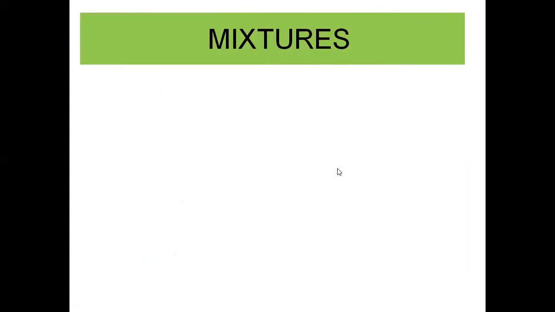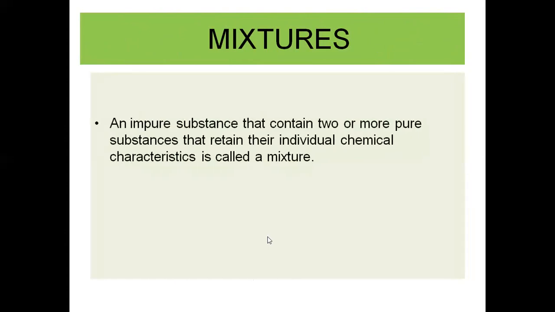Now we come to the next important definition, that is the mixture. What is a mixture? A mixture is an impure substance. In the previous slides, we learned about the element and the compound. Elements and compounds are both pure substances. But mixtures are impure substances. How do they form? An impure substance that contains two or more pure substances that retain individual chemical characteristics is called a mixture.